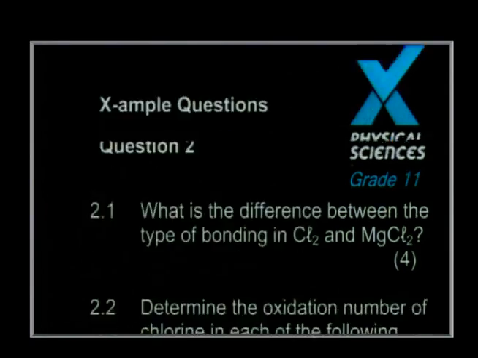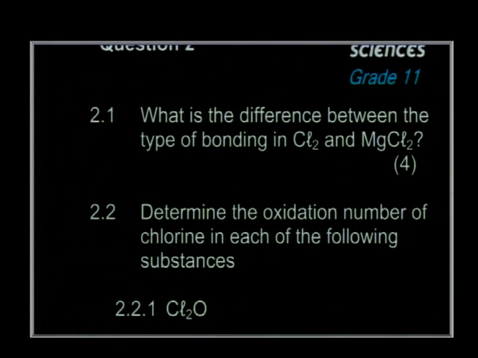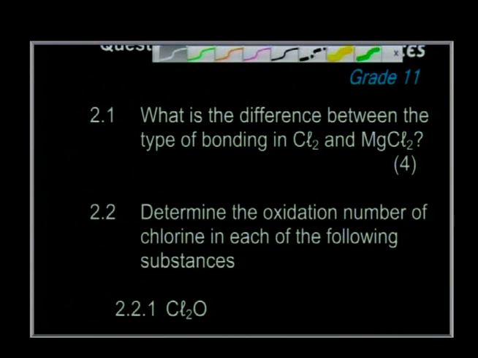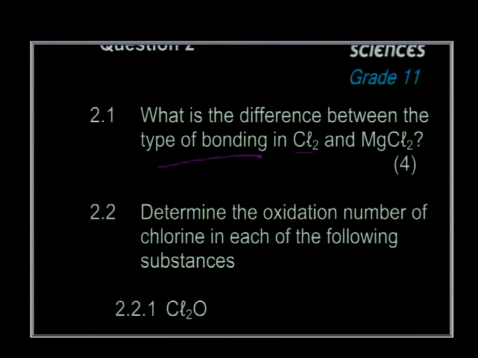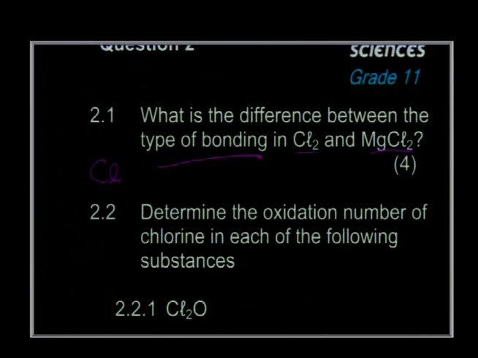Question number 2. Let's go to C. What is the difference between the type of bonding in chlorine and in magnesium chloride? Well, that's quite easy. We've got metal and non-metal in magnesium chloride. You got the clue? What's that? Metal, non-metal, work it out. Whereas in chlorine, we've got sharing of electrons. It's diatomic. So let's make sure that we've got it. Chlorine, it's covalent bonding. Covalent.